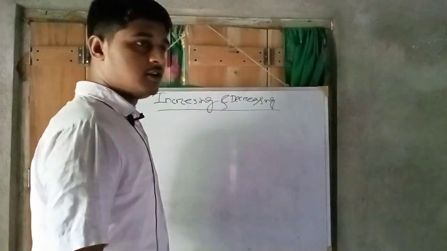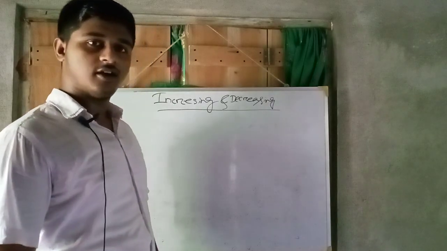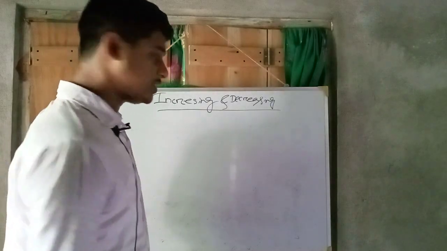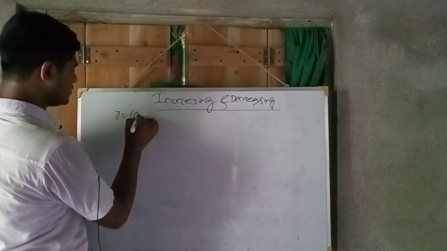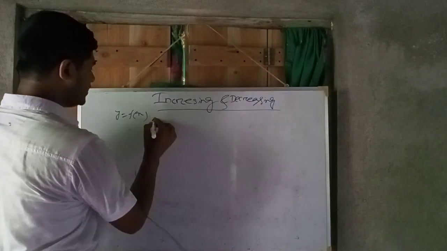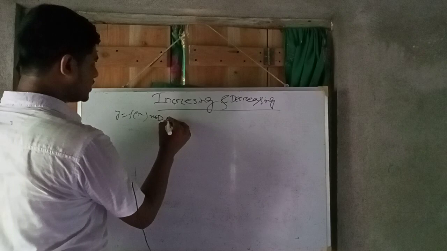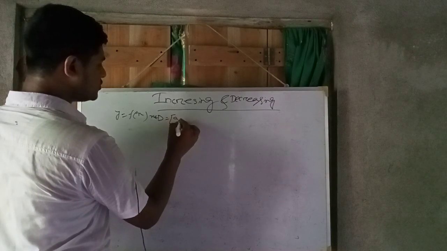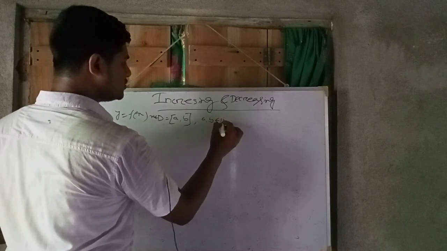Hello, today we discuss the increasing and decreasing of a function. Suppose y equals f(x) is a function defined on a domain D, so x belongs to D. What is my D? Suppose D equals (a, b), where a and b belong to the real numbers.